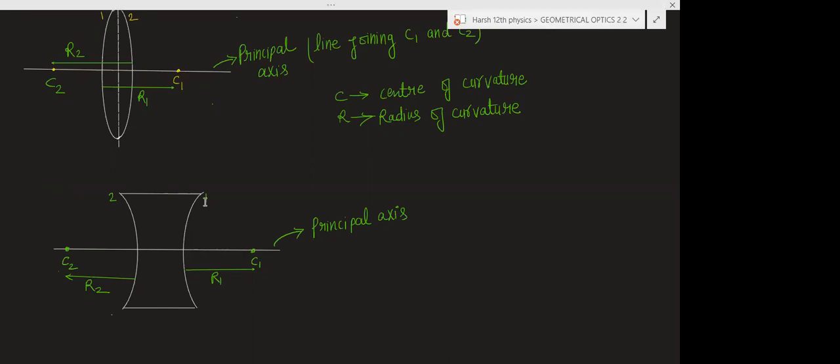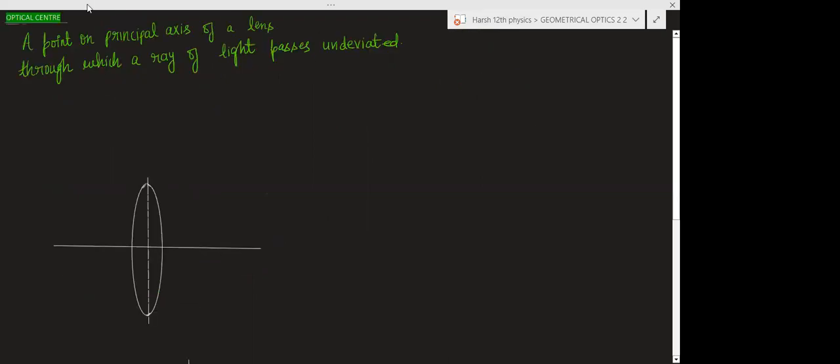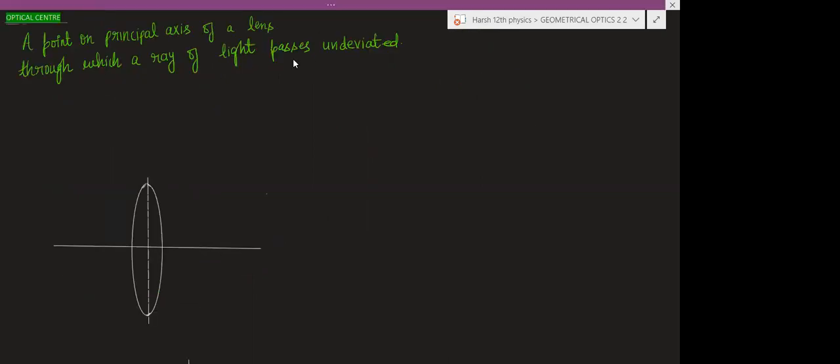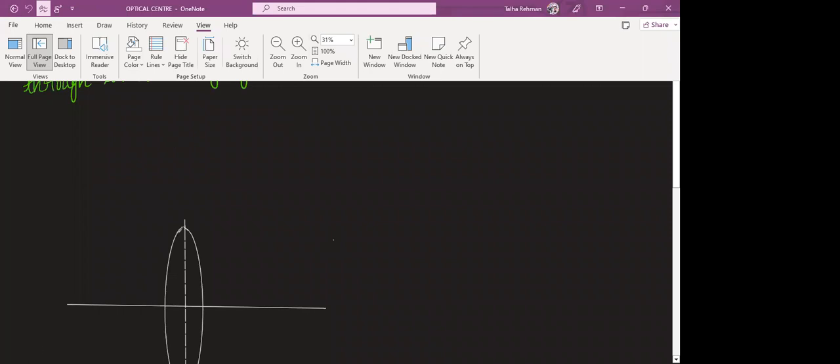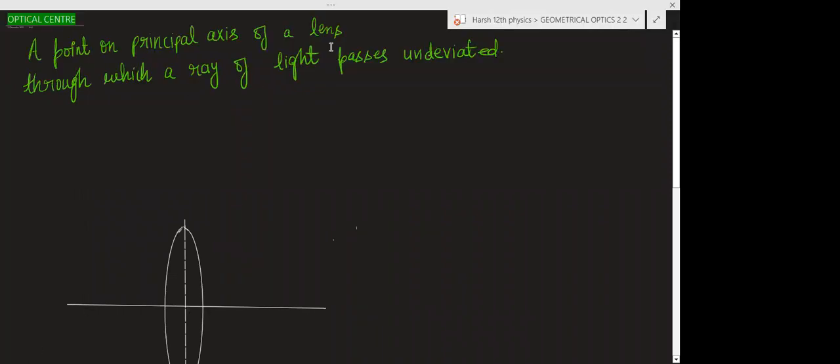We will discuss optical center. So what is optical center? Optical center is a point on the principal axis. When a light ray passes through it, it will remain undeviated.